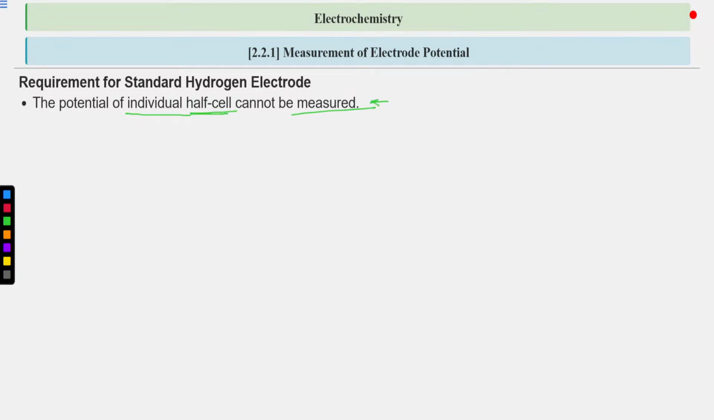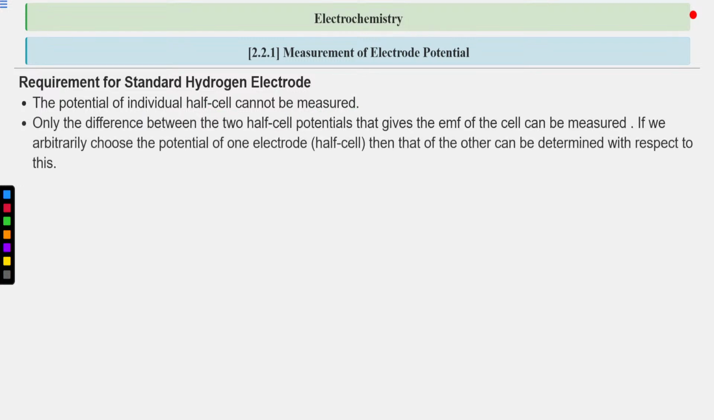So if you are talking about the potential of any half cell, we cannot measure the potential of an individual half cell. Only the difference between the two half cell potentials, which will give the EMF of the cell, can be measured.